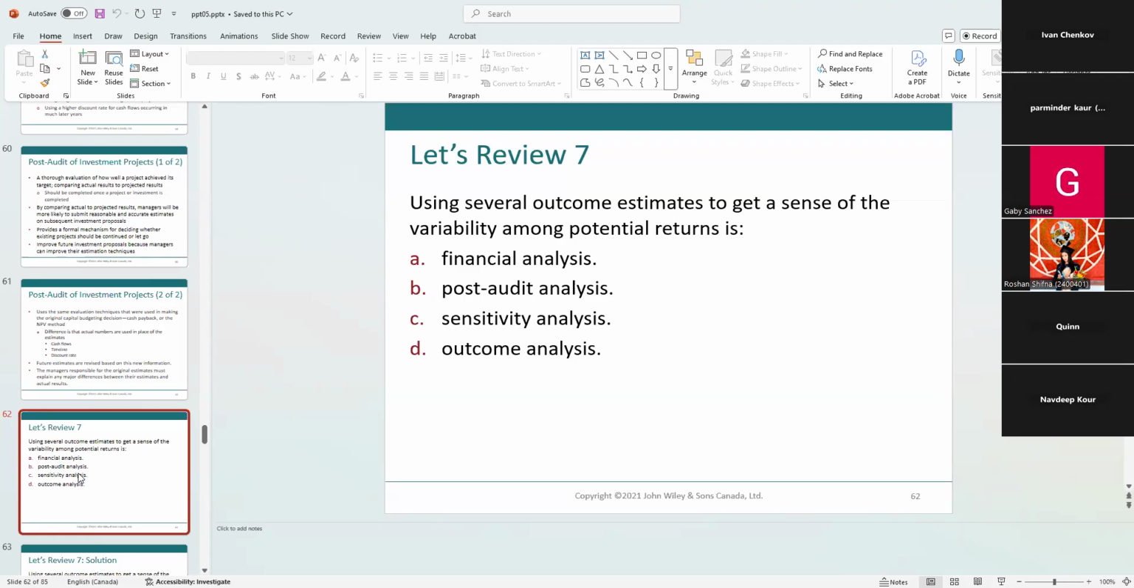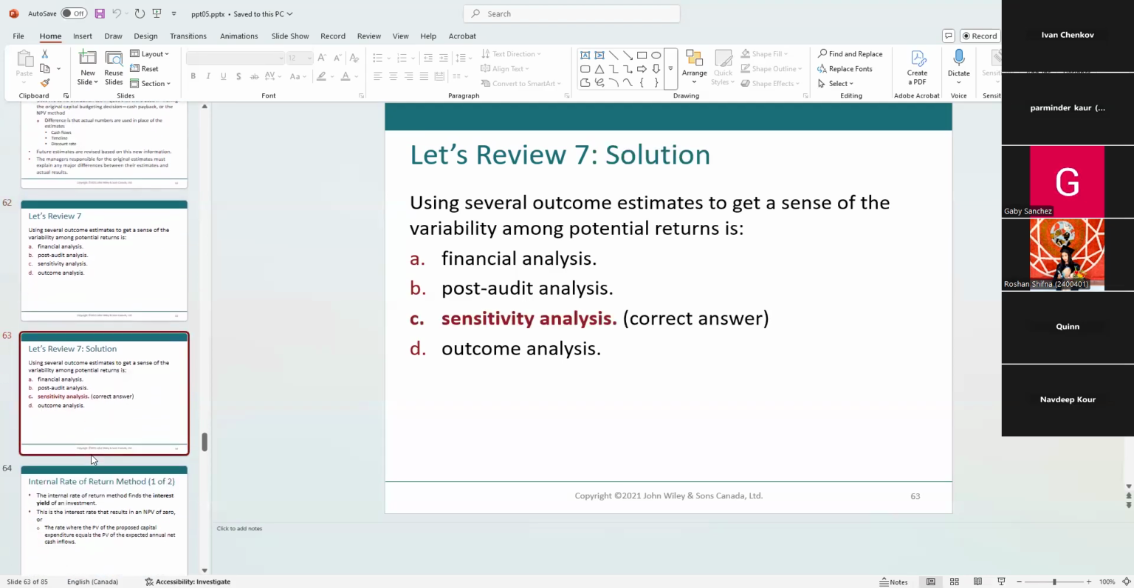How are we going to call this technique? Is it financial analysis? Is it post-audit analysis? Is it sensitivity analysis? Or is it going to be the outcome analysis? C. Sensitivity analysis, yes, that will be the correct one.